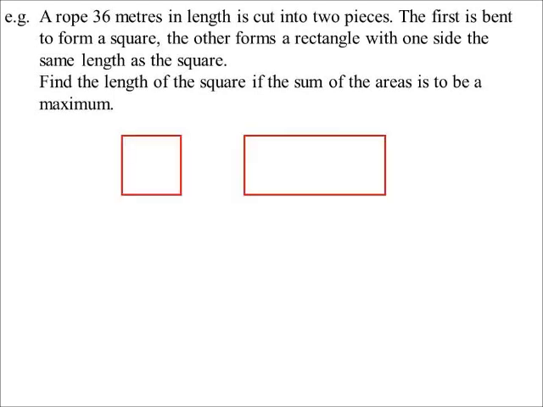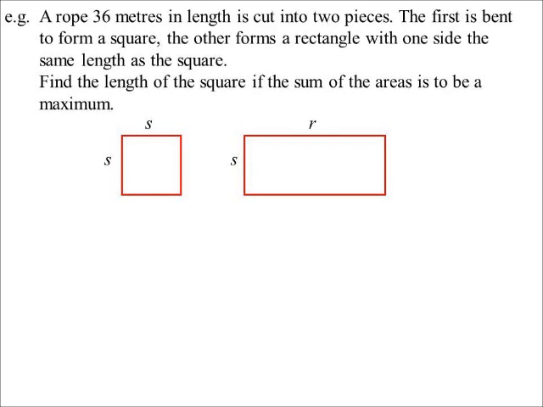I still find pictures useful to try and visualise the problem. So there's my two bits of rope that I've bent. One forms a square, one forms a rectangle. I've got to work out some dimensions. Creatively, I've called the side of the square S. I don't know how I come up with these things, but there you go. Which means our rectangle will have one side S, and I'll call the other side R for rectangle.